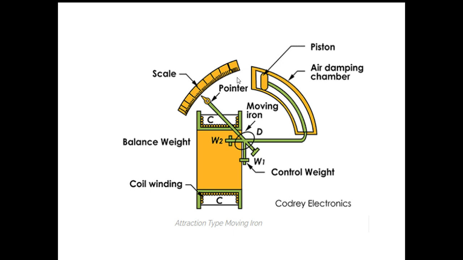So this is how the attraction type moving iron instrument works. See, the iron piece is attracted towards the magnetic field. That's why we call it an attraction type moving iron instrument. This instrument works on the principle of the attracting force established between the iron piece and the magnetic field.